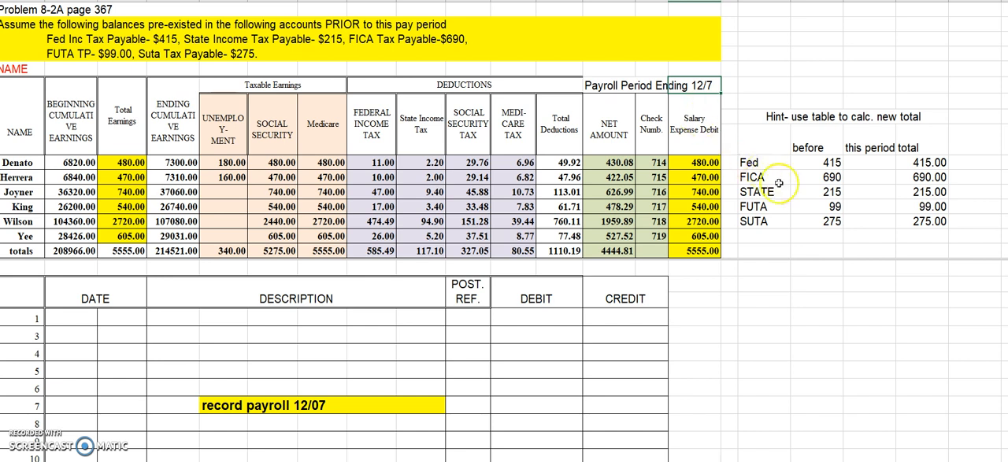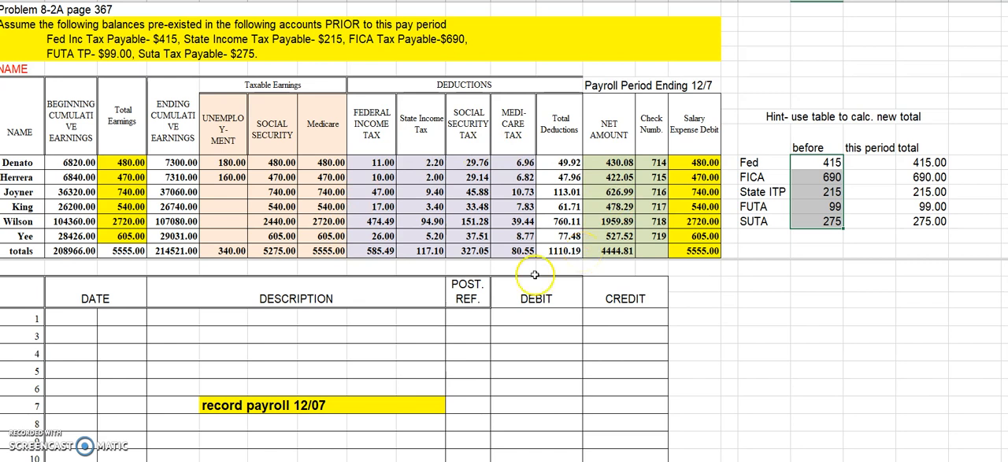Just to try and help you, I made a table on the right. These are the equivalent of putting these numbers in T-charts. So we have federal income tax, FICA tax, state income tax payable, FUTA tax, and SUTA tax. So these would all represent the T-charts that were there. And then we need to add in what currently happens.